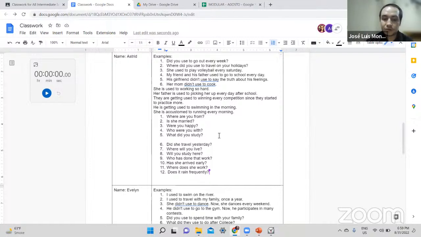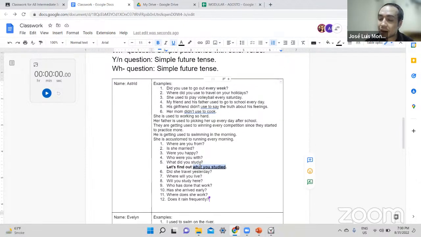And here, you can use bold. To use bold, you can press Control B, right? And you can say, let's find out what you studied. Period. Why period? Because it is a statement, it's not a question. And this is your question. Okay, try to do it in this way, please, girls. If you can underline, you mark, you highlight that, and you press Control U. So let's do it in that way, please, Astrid.